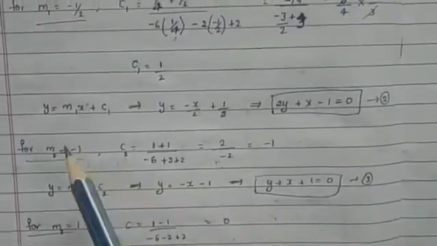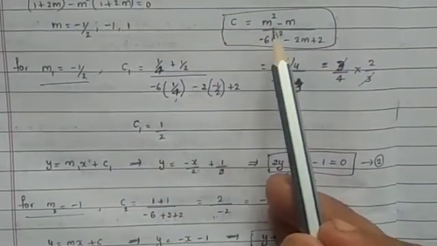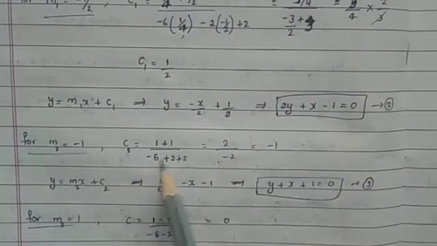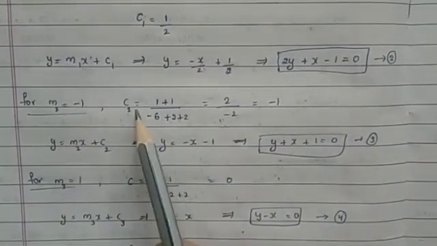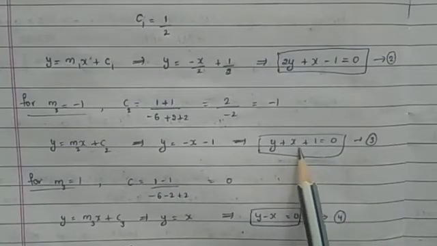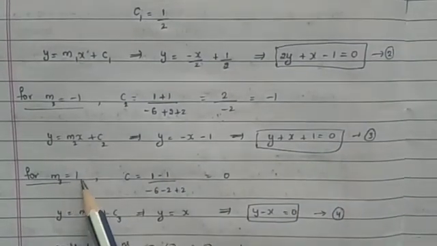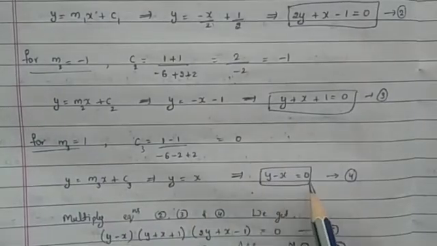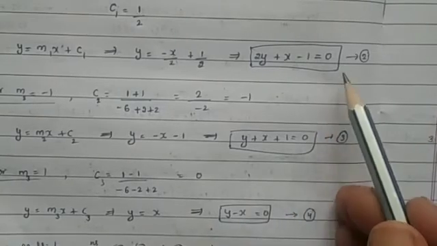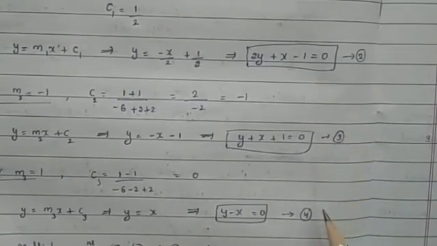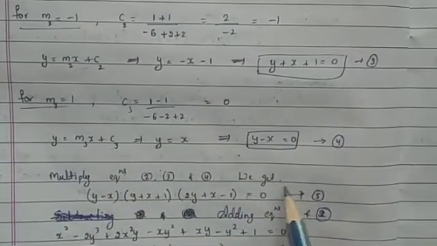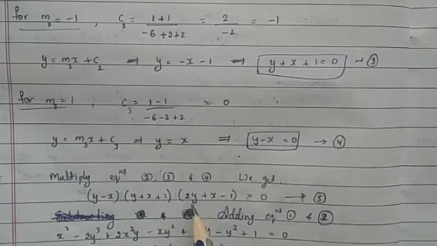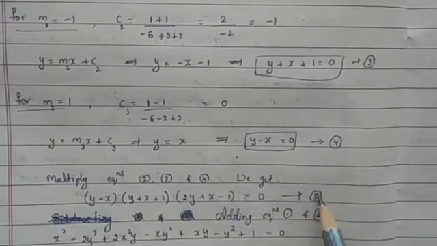Next, you put m as minus 1, you get the c value. For m2 is equal to minus 1, you get the c2 value as minus 1. So you put the m2 and c2 values in this equation, you get another asymptote y plus x plus 1 is equal to 0. You put m3 is equal to 1 in this equation, you get the c value. The c value is 0. You put the m3 and c3 values in this equation, you get y minus x which is equal to 0. You get 3 asymptotes. You call these asymptotes equation 2, equation 3 and equation 4. You multiply equations 2, 3 and 4, and we get y minus x into y plus x plus 1 into 2y plus x minus 1 which is equal to 0. You call this equation 5.